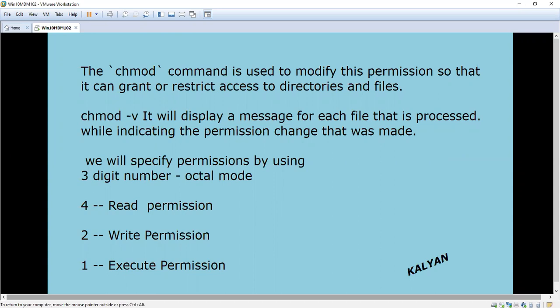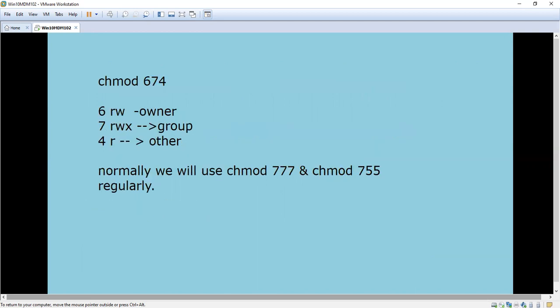Normally, these permissions are represented by using a three-digit number. After chmod, we will specify a three-digit number, that is octal mode. Here 4 stands for read permission, 2 stands for write permission, and 1 stands for the execute permission. For example, chmod 674. What does this represent?